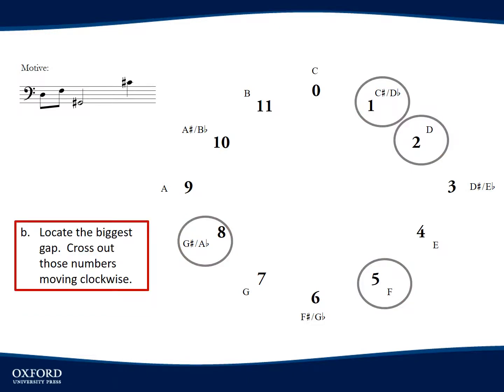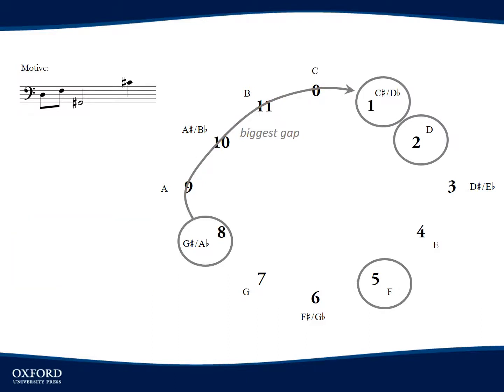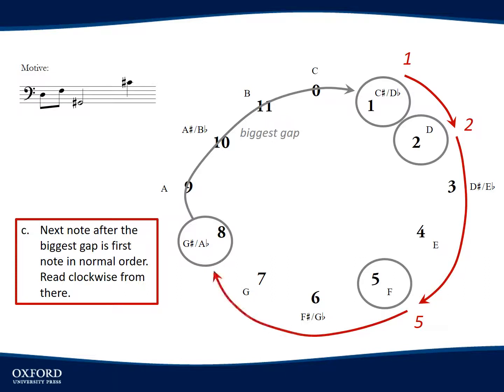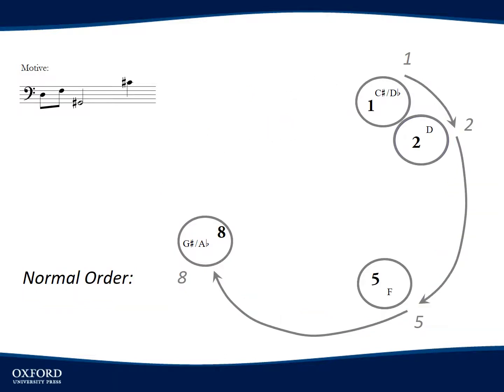The next step is to find the biggest gap between numbers. We can see here that the biggest gap is between 8 and 1, so we cross out the numbers in between, moving clockwise. Now we're on to the final step. The next note after the biggest gap is the first note in normal order, pitch class 1 for us. Now we move clockwise up from there to 2, then up to 5, and finally up to 8. And so the normal order of this four-note set or tetrachord is 1, 2, 5, 8. Music theorists typically put curly brackets around sets in normal order.